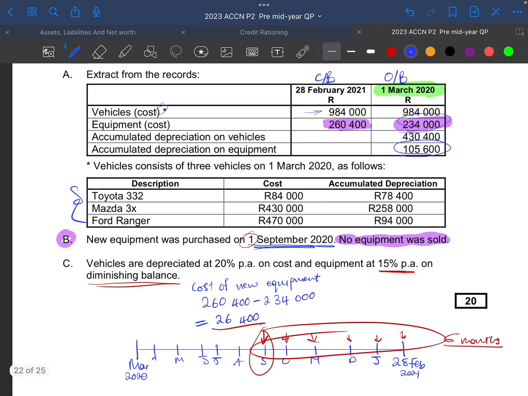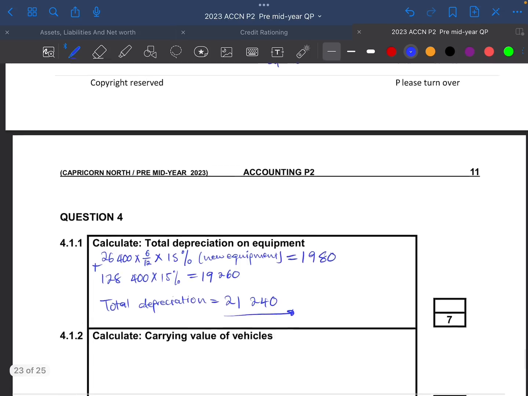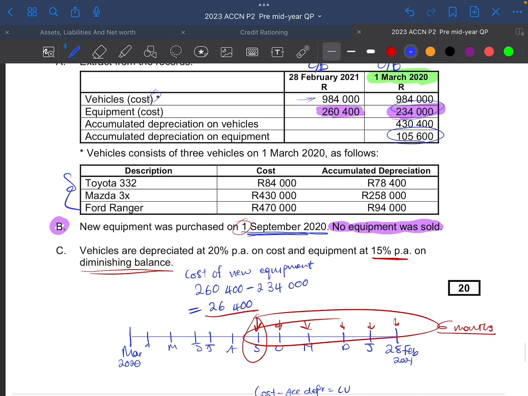Let's just see if we didn't leave out any information. No. Okay, so we move on to calculating the carrying value of vehicles. Okay, that's quite a lot because I'm seeing 9 marks there, but not really. We're just gonna ace it as we go. So no vehicles that we knew during the year we bought, none.